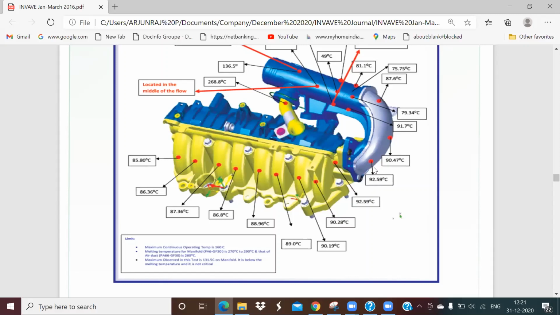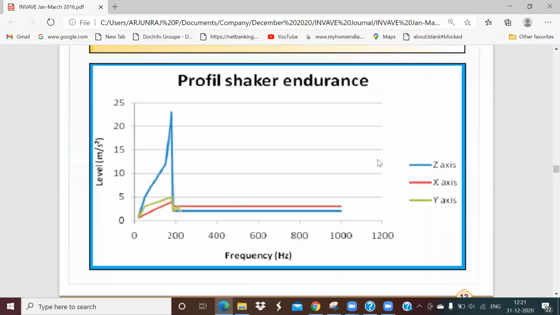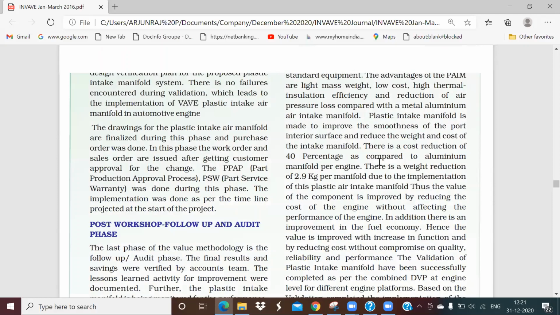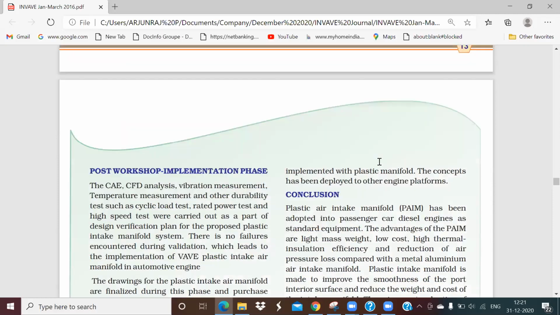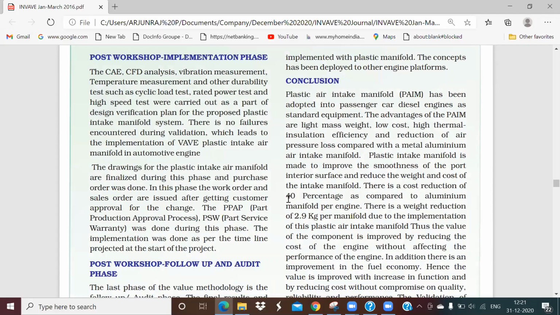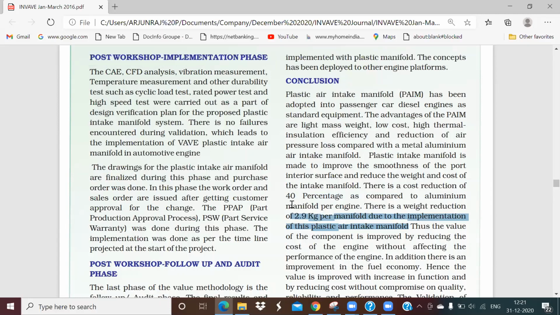And previously we have also tested using vibration. There is no issue with vibration. So you have implemented this. What is the advantage of this? It is almost 40% cost reduction, and a weight of 2.9 kg is reduced because of this. When you reduce the weight, what happens? The mileage of the vehicle also gets increased.